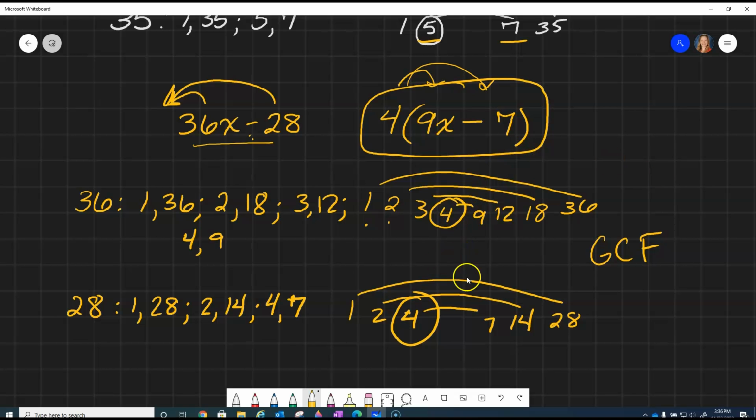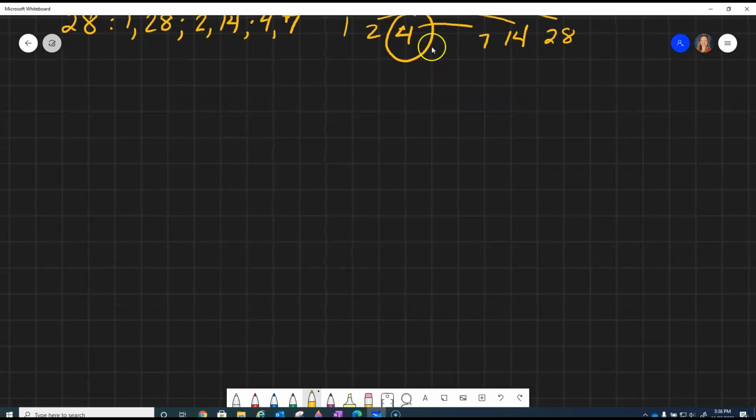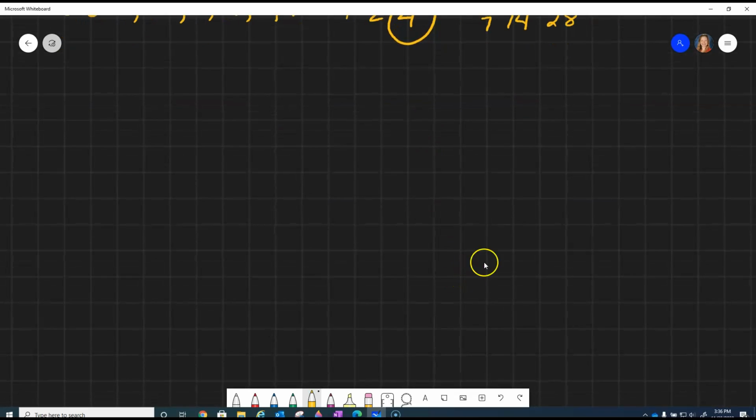I am going to do one more. Let's say we have 32x minus 40y. Same thing. We just want to think about the greatest common factor. Thinking it's going to be 8.